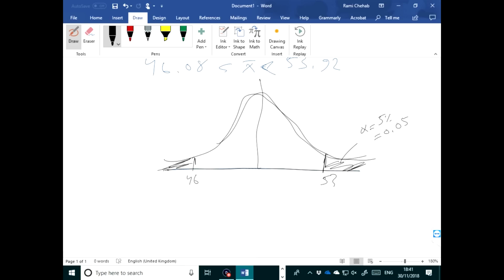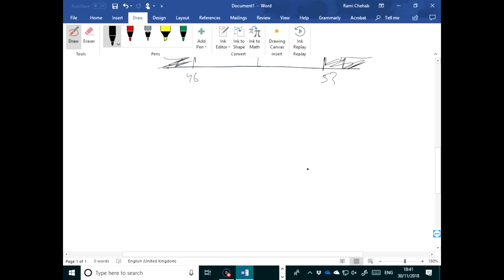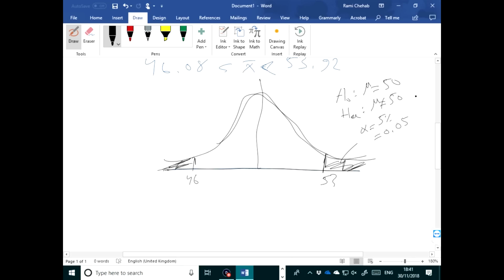If x bar lies here or there, we reject the null hypothesis that mu is equal to what? 50. So our null hypothesis is mu equal to 50, and our alternative is mu not equal to 50. If you agree with me that this is the null hypothesis and this is the alternative, then if we simulated this data set, and our calculated mean x bar turns out to be either in this area or that area, while we are testing the null hypothesis and the null hypothesis is true, it should be 5%. Otherwise, it becomes what? More than 5%.